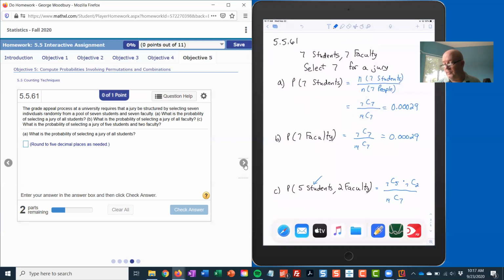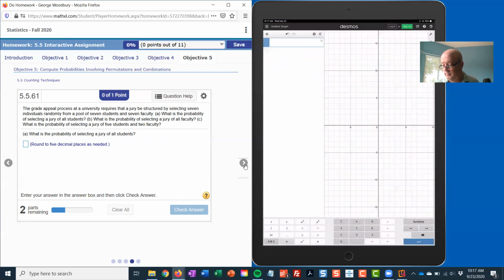So back to Desmos. I'm going to start over. Functions, stats, NCR, 7, comma, 5. Again, that's for the 5 students. Next to that, I type times, functions, NCR, 7, comma, 2. That's for the 2 faculty members. And then I'm going to divide that by functions, NCR, 14, comma, 7. And there's my result, 0.12850 is where that's going to round to.